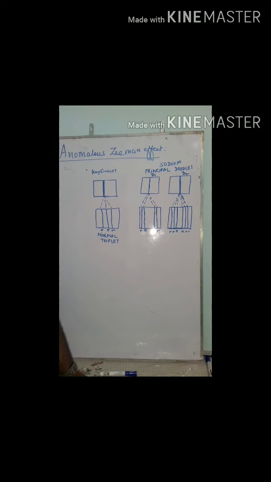For weak fields, the splitting is proportional to the applied magnetic field, and this effect of magnetic field on the atomic spectral lines is called Zeeman effect. Here I have shown you a singlet and a doublet structure.